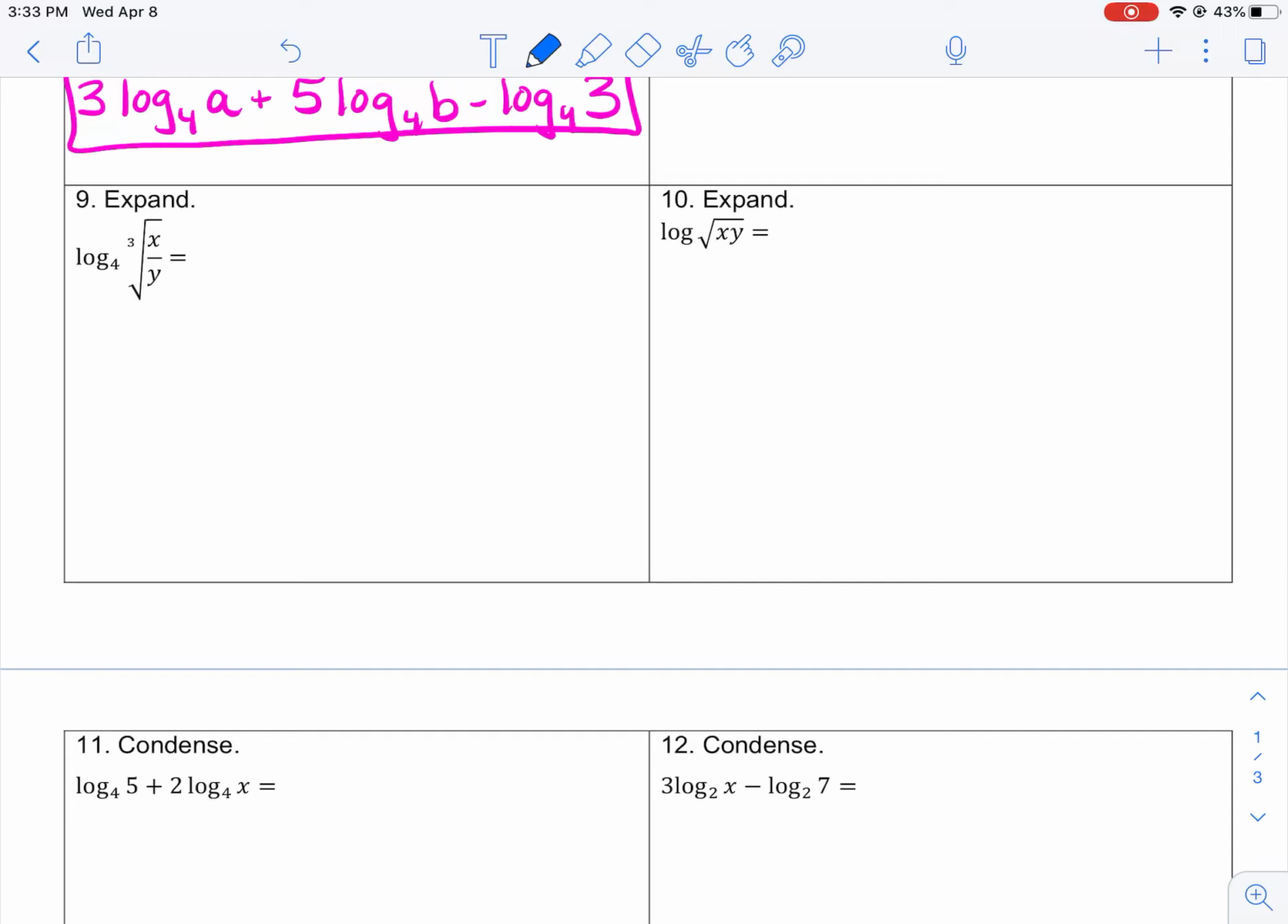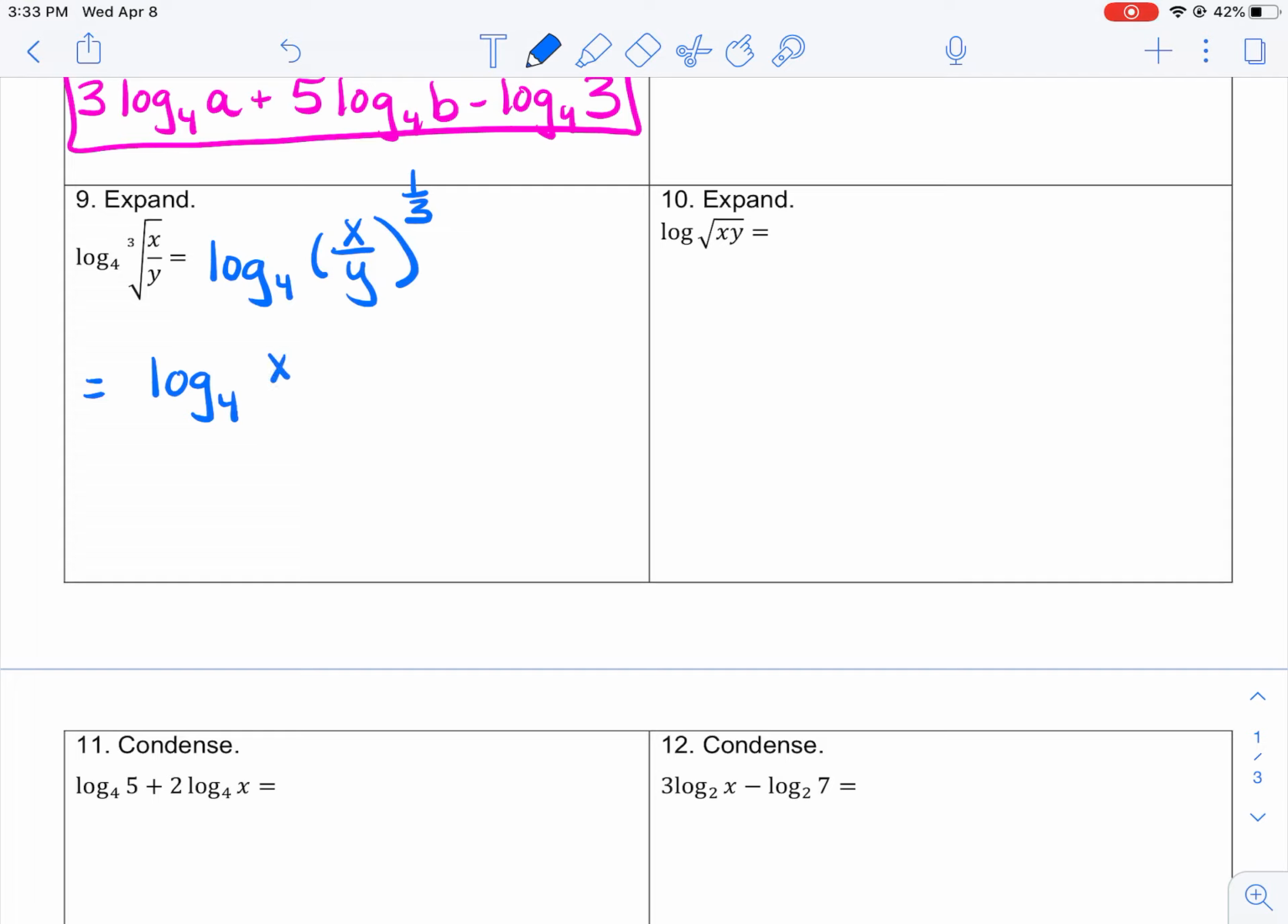Okay, now the next problem is a little bit of a challenge, but since we're doing it together, I want to show you how to do this. So I'm going to start this problem by rewriting this in exponential form. So log base 4, I'm going to put x over y in parentheses. And the cube root means I'm going to raise that quotient to the 1/3 power. Okay, and the reason I write that in exponential form is because now we can use our properties of exponents.